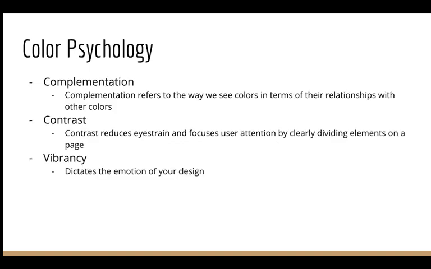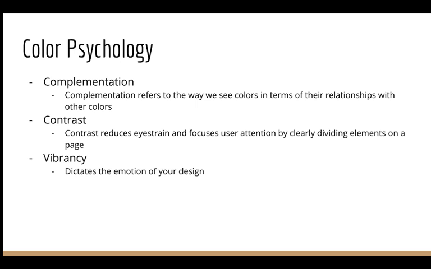Let's see. There's basically 3 main components to color psychology: complementation, contrast, and vibrancy. Complementation refers to the way we see colors in terms of their relationships with others. Like I was mentioning, red and green tend to go together. They're opposite sides of the wheel.